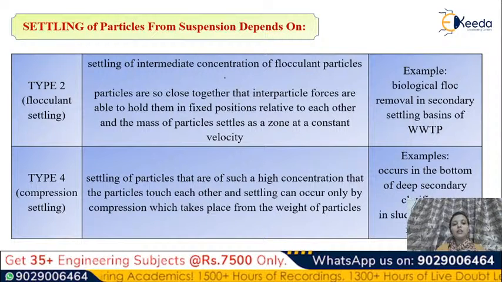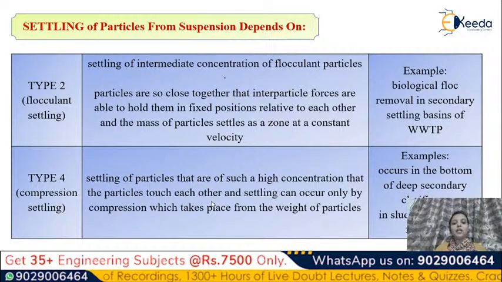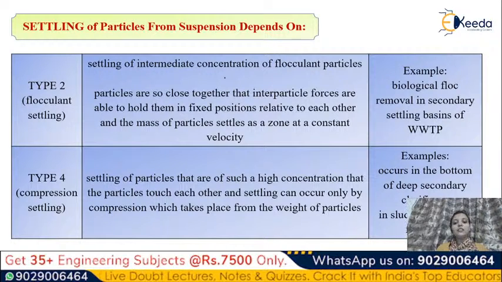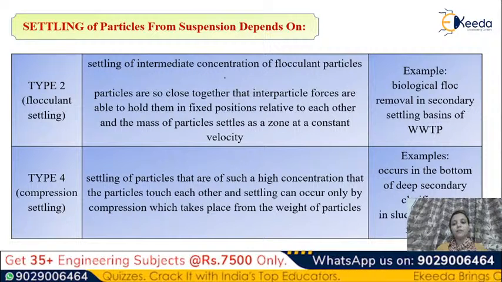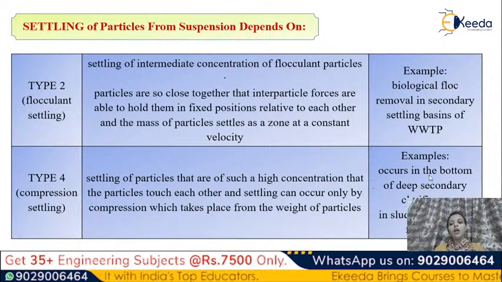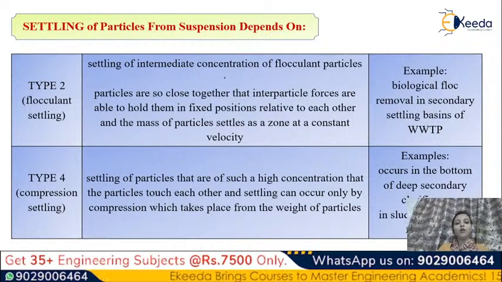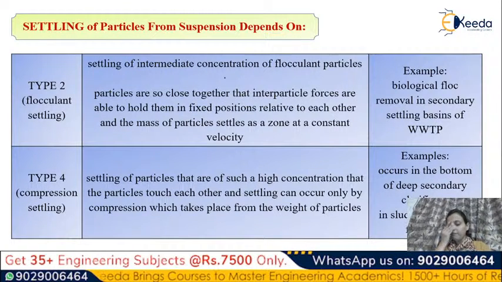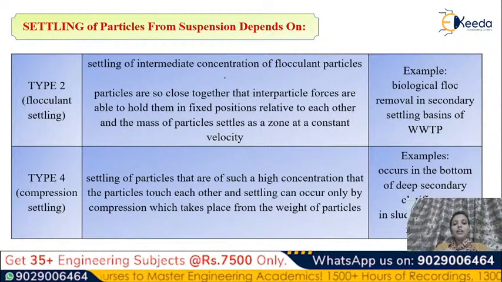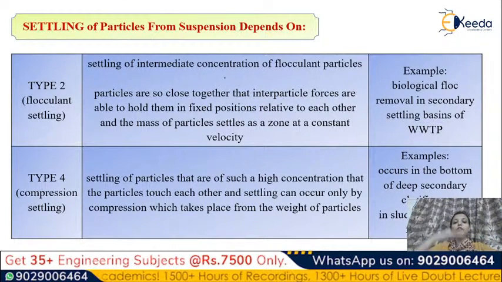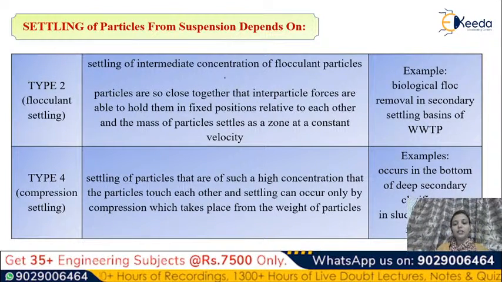In compression settling, the influencing factor is the compression force. This is the settling of particles of such a high concentration that the particles touch each other, and settling can occur only by the compression force arising from the weight of the particles. Examples of such particles occur at the bottom of deep secondary clarifiers and in sludge thickening facilities. Because one layer settles onto the other, and the third layer settles onto the second layer, all the particles settle by the force of compression.